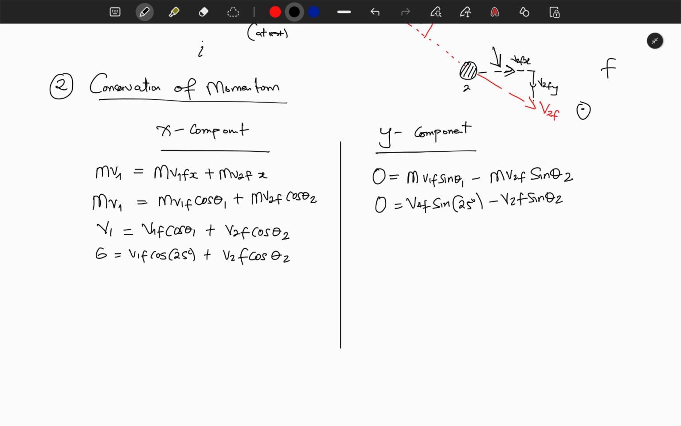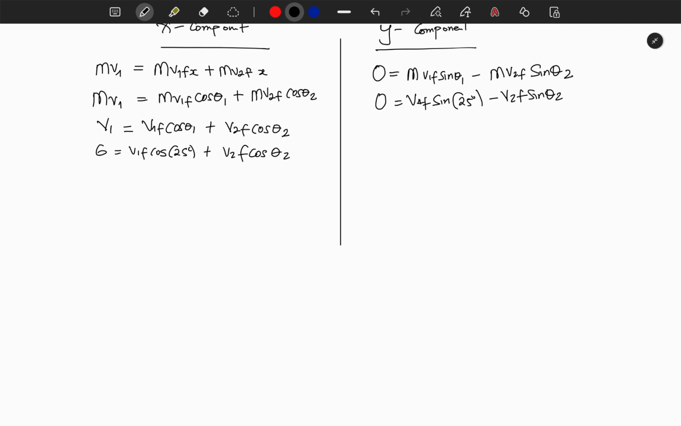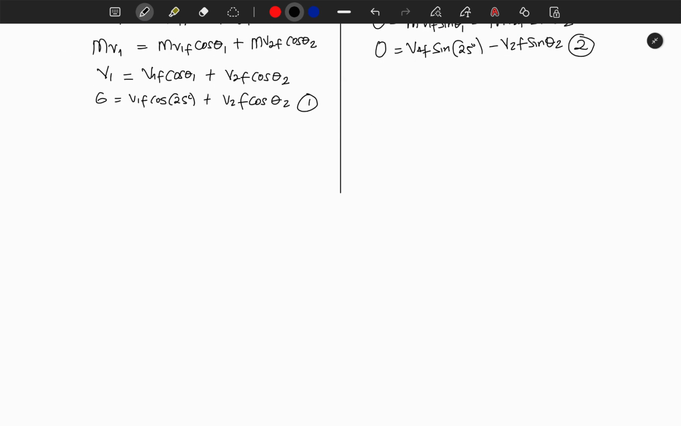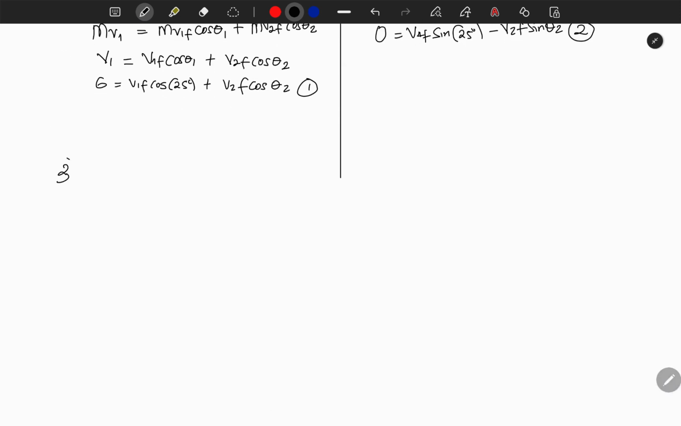Okay, let's now do everything at the same time. Moving on. So we have our equation number 1 there, and equation number 2. We also have to apply the issue of elastic collision, which is conservation of momentum and kinetic energy. So let's go to conservation of kinetic energy. What are we saying?